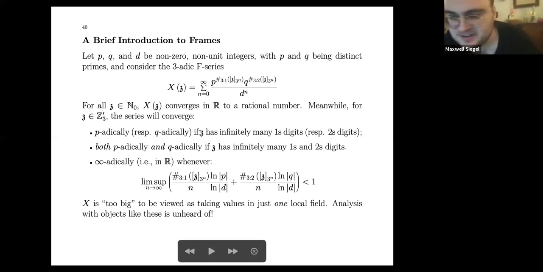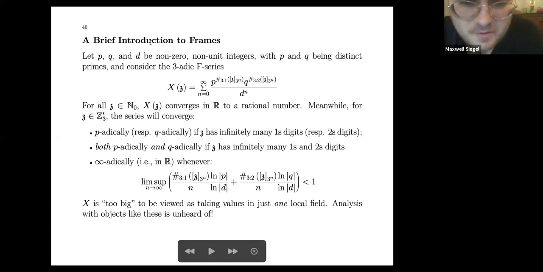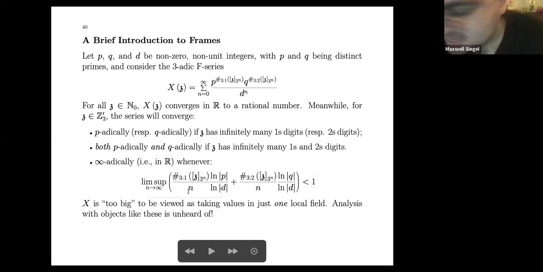Consider the p-adic F series X defined by this, where P, Q, and D are non-zero, non-unit integers, with P and Q being distinct primes. Now, if Z is in N0, then this is going to converge in R, and it's going to be a rational number. Meanwhile, if Z is in Z3 prime, the series will converge p-adically if Z has infinitely many ones digits, q-adically if Z has infinitely many twos digits, both p-adically and q-adically if Z has infinitely many ones and twos digits, and infinity-adically, that is in the reals, whenever this lim sup condition is satisfied.